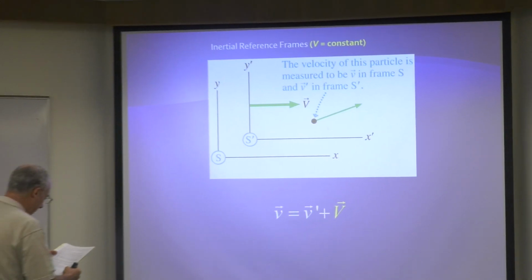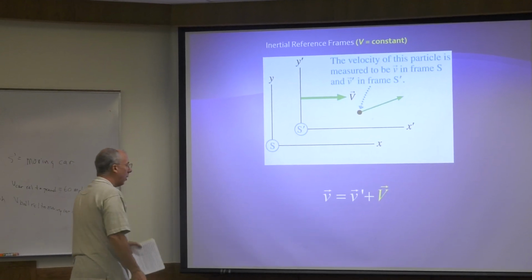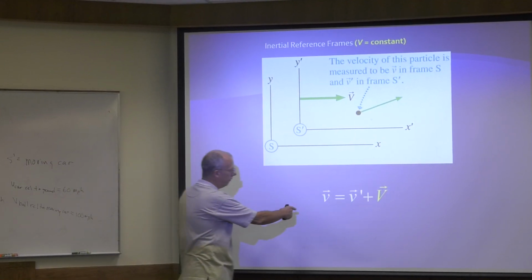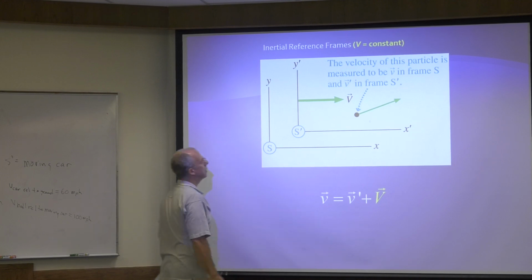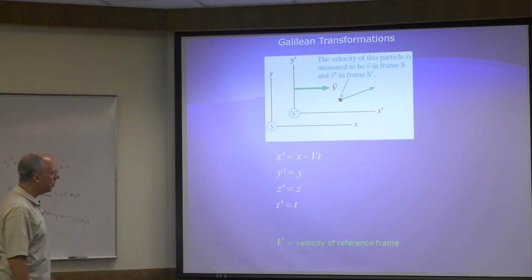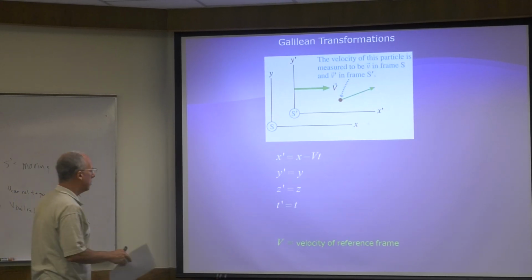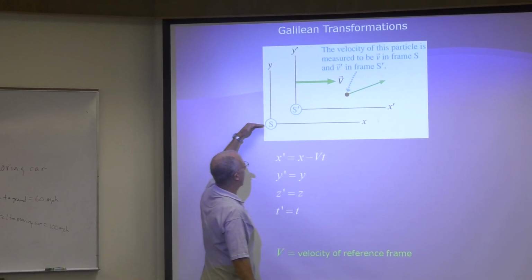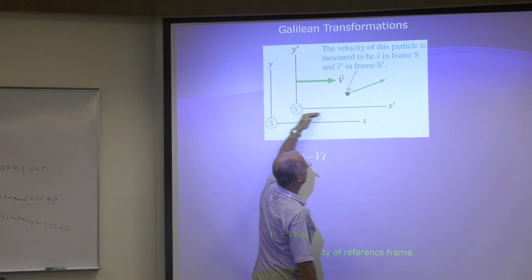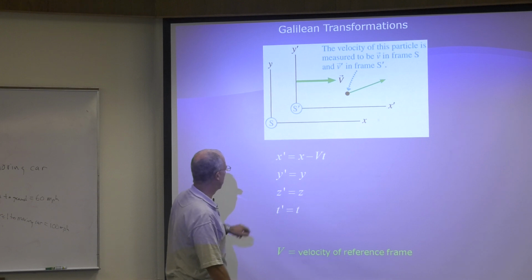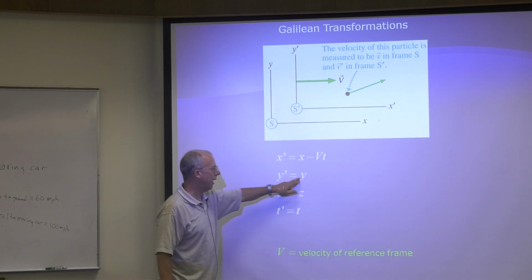So anyway, Galileo worked this out. This is called the addition of velocities equation, for obvious reasons. Now, he also worked out the other equations. Notice these reference frames are just moving in the x direction. Keep it simple. So the z's are the same, the y's are the same.